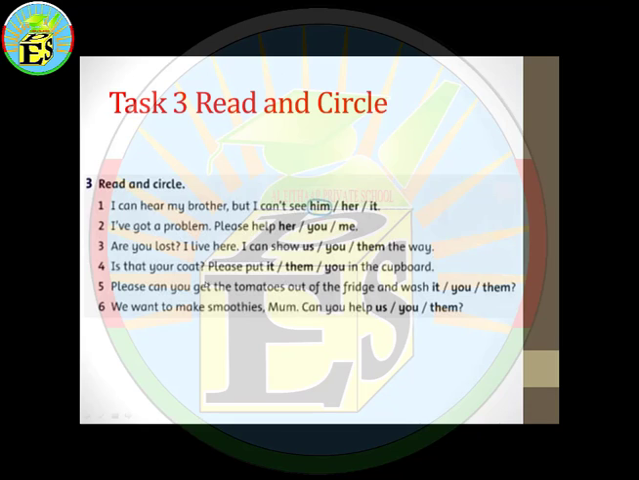Alright. The last example that we have, we want to make smoothies. Mom, can you help? We want to make smoothies. We. So what is the object pronoun for this subject pronoun? We. Well, we stands for I and you. So we want to make smoothies. Mom, can you help? Us.